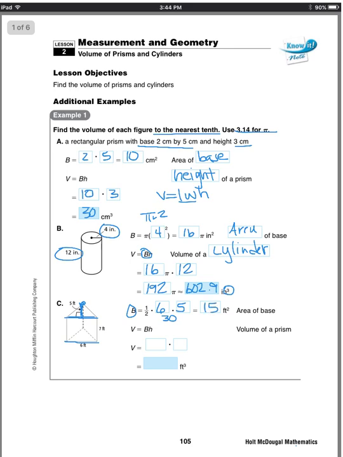So now that we have the base of our triangular prism, we multiply it by the height of our triangular prism. Not the height of the triangle, the height of the prism itself. So the distance between the two triangles. And that is 7. So 15 times 7 is 105 feet cubed.